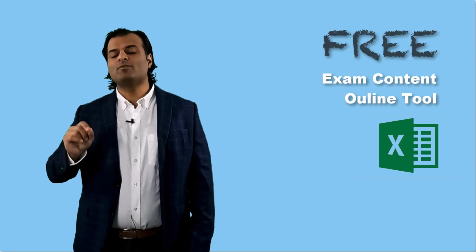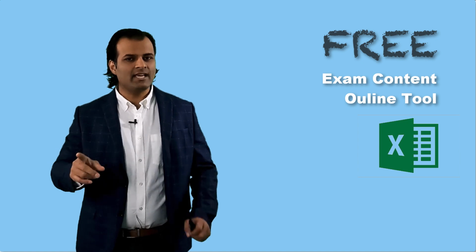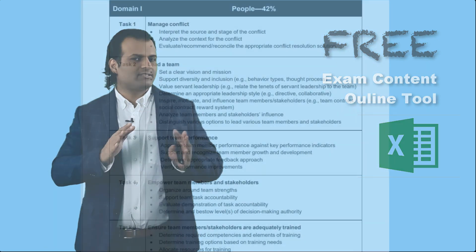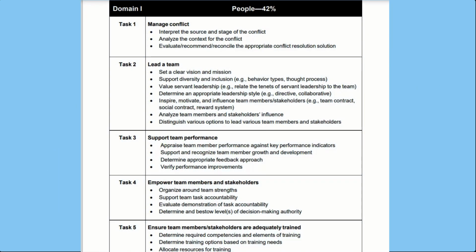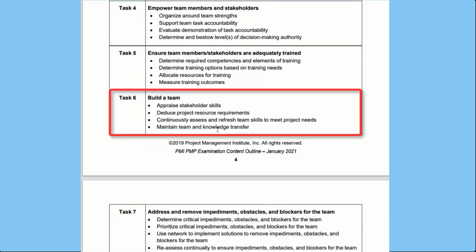So first is build a team. Let's review our exam content outline. Oh, and by the way, you get access to my free exam content outline tool also. So let's see how these two things work. Okay, going to the people domain in the exam content outline from PMI, build a team is our task number 6. You can see these are all the enablers for build a team.